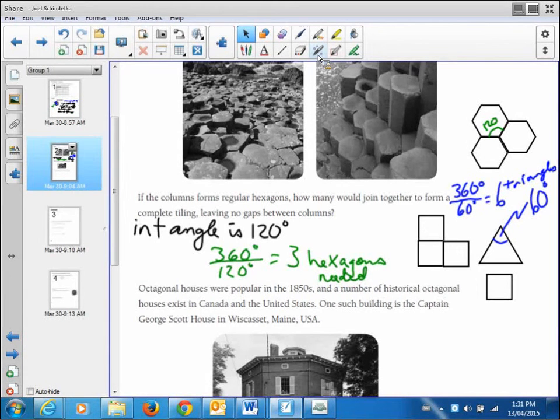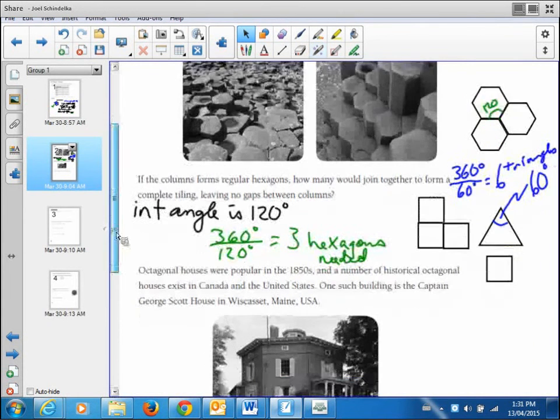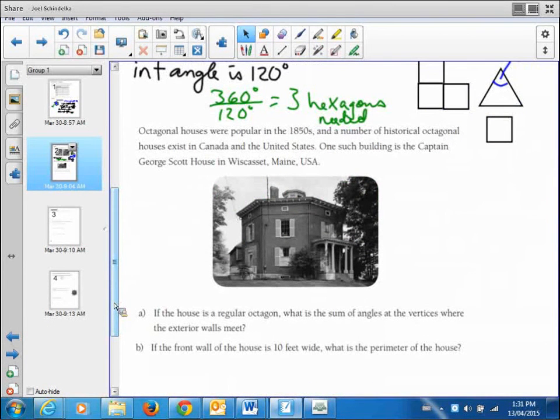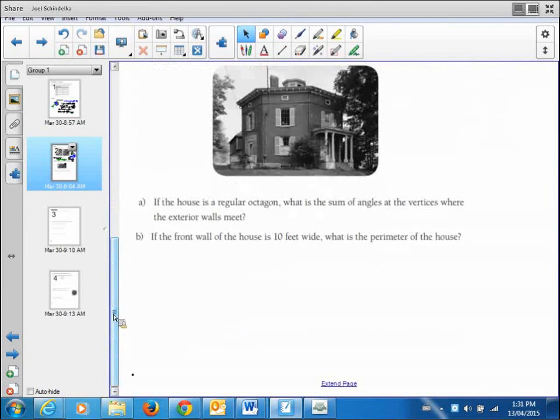Now, what's the other thing? Octagonal houses were popular in the 1850s, and a number of historical houses exist. It's very rare that you see houses that aren't a rectangle or some kind of portion of one. I know there's one up in the cathedral area that's being built. It's kind of like a weird 4-sided shape, almost triangular. But what would you do with your furniture in that narrow corner? I don't know. If the house is a regular octagon, what is the sum of the angles at the vertices where the exterior walls meet? Exterior walls are the outdoor walls, right?